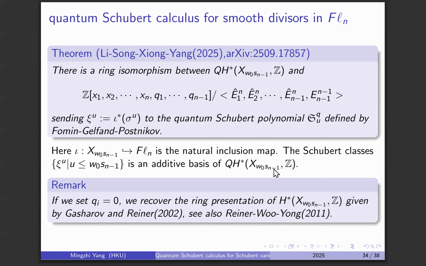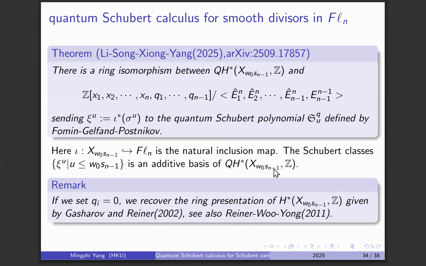So we have the quantum cohomology of this superdivisor isomorphic to this ring generated by x1 to xn and q1 to q_{n-1}. And the relations are given by the coefficients of the characteristic polynomial of the matrix I gave you before. And then we also find that the quantum superpolynomial discovered by Fomin-Gelfand-Postnikov also gives a representative of the superclass in this superdivisor. Here I use the pullback of the superclass.